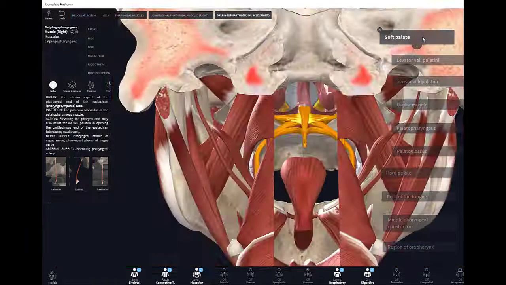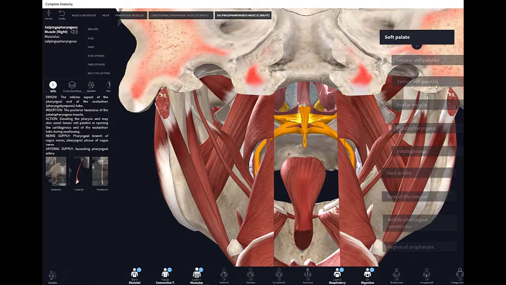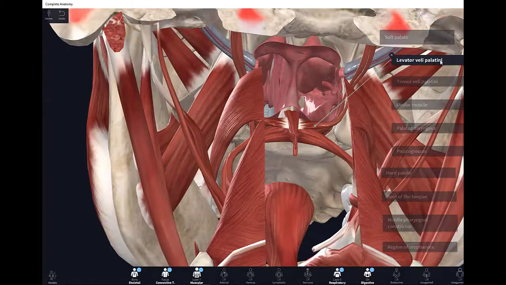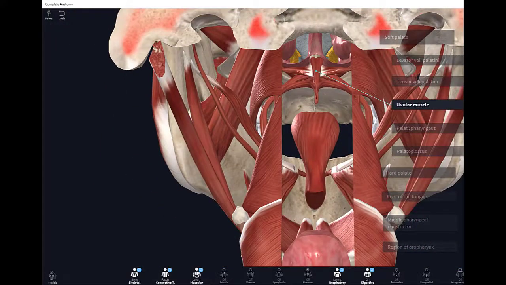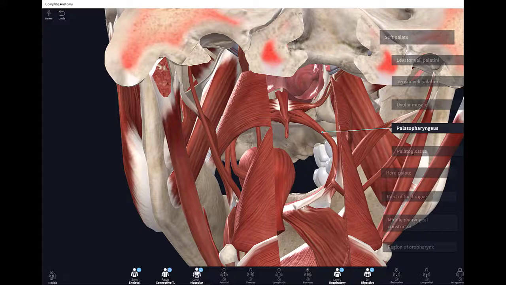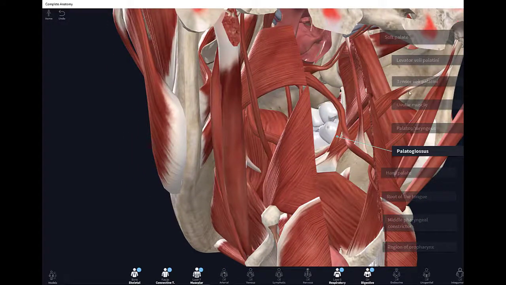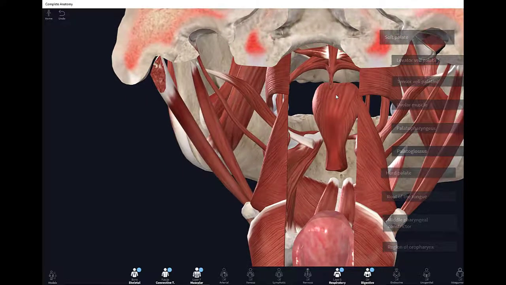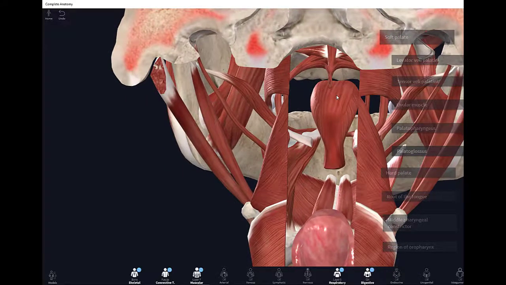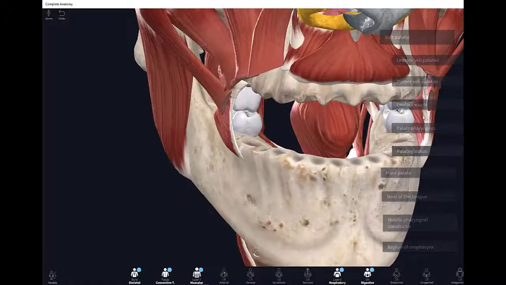I'm going to switch around into the posterior view. Now you see the muscles that contribute to the soft palate. That will be the levator veli palatini, tensor veli palatini, the musculus uvulae or uvular muscle, the palatopharyngeus, and palatoglossus. All of these muscles, but one, markedly the tensor veli palatini, that one's innervated by V3. All of these are actually innervated by branches of the vagus nerve via the so-called pharyngeal plexus of nerves.